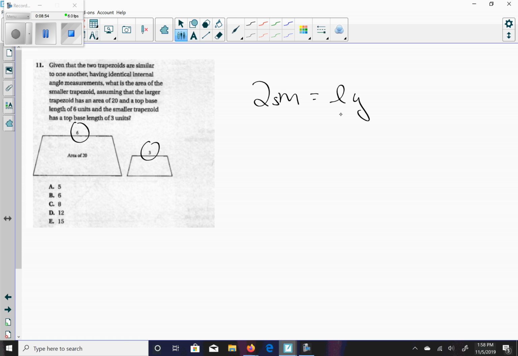That's the linear ratio. To go from 3 to 6, I would do 2 times 3, and the height would also be 2 times as large. So when I'm finding the area, 2 times 2 means the area is 4 times as large. If the area of the larger one is 20, I divide that by 4 and find that the area of the smaller one will be 5. So the correct choice is choice A, for the number 5, sorry.